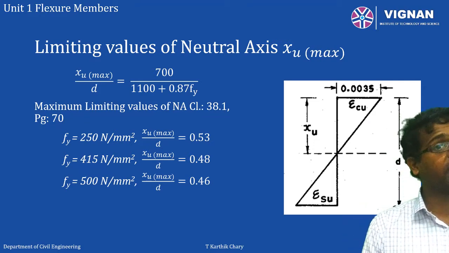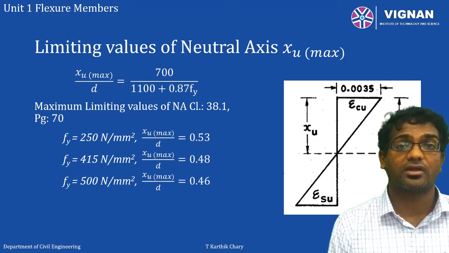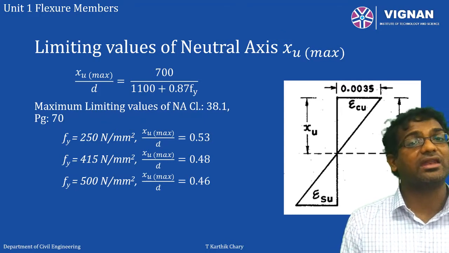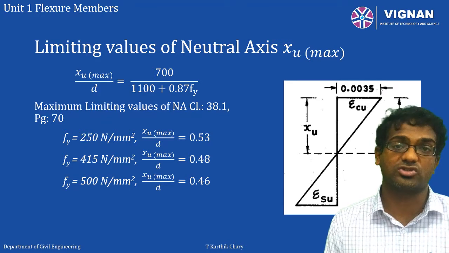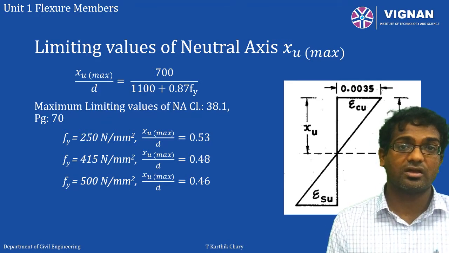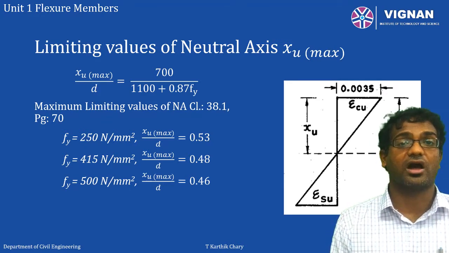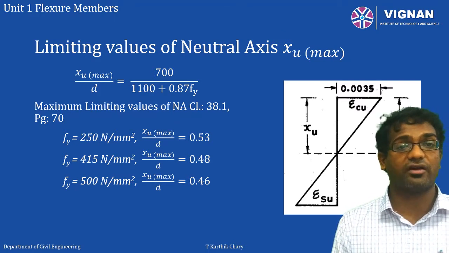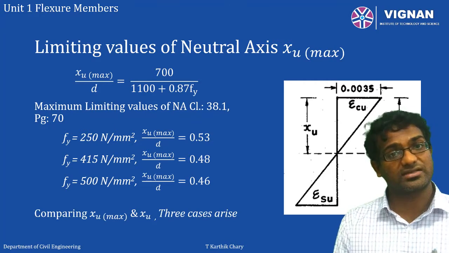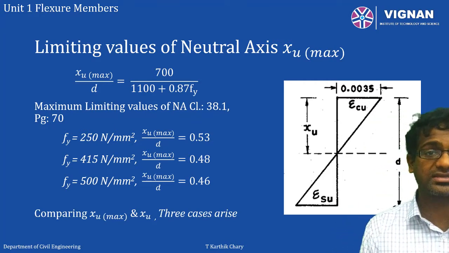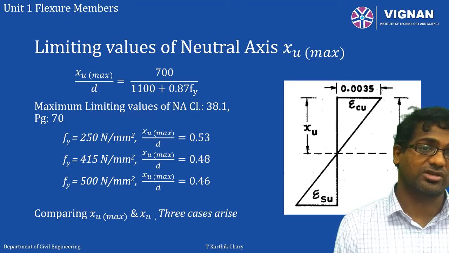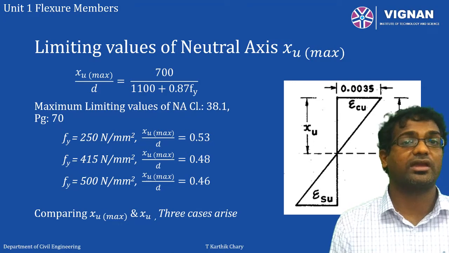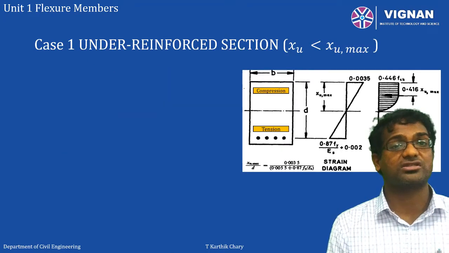So if you know the effective depth of a beam and the grade of steel, you can easily calculate the limiting neutral axis depth, where we can avoid the brittle fracture in the concrete. So now we have two neutral axes. One is the actual neutral axis, the second one is the limiting neutral axis. By comparing these two neutral axes, we can draw three kinds of sections.